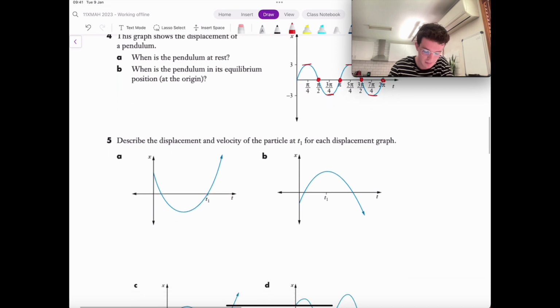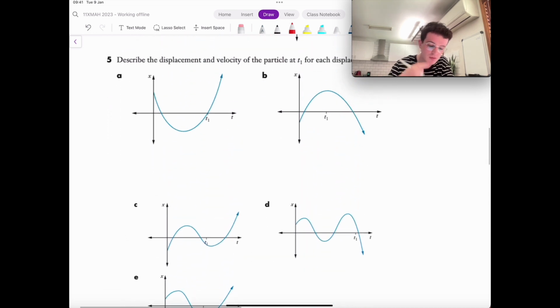Okay. Describe the displacement and velocity of the particle for each displacement graph. Well, the displacement we can see in the first graph, it's going towards the origin, then away from the origin, turns around here, goes towards the origin here, and then moves away from the origin here. Its velocity, well, its graph is going to look something like this, like that, because it's a positive parabola whose stationary point is there.